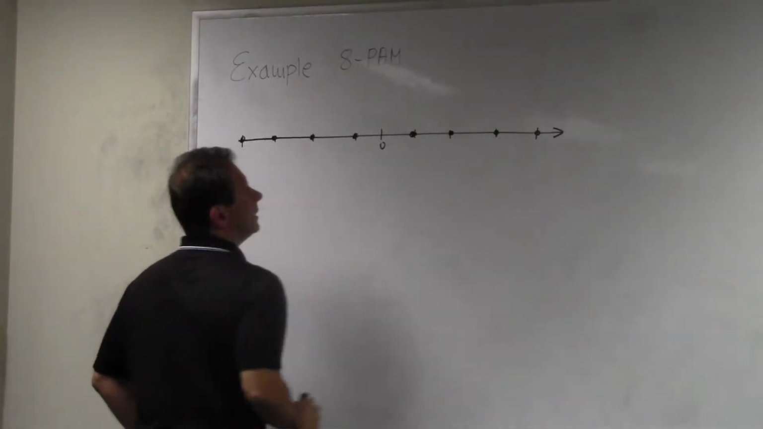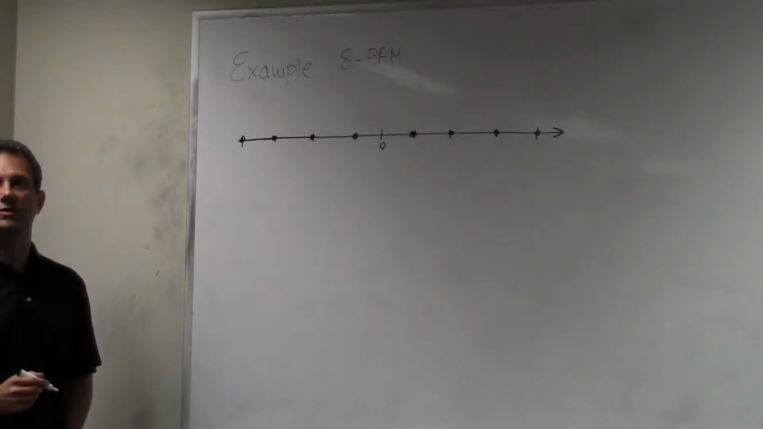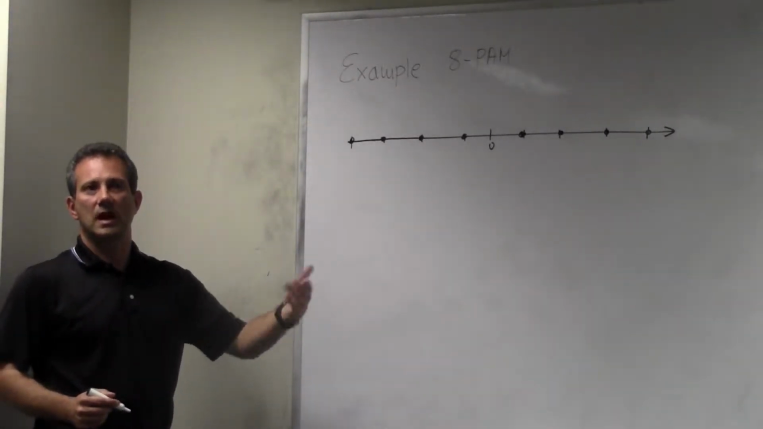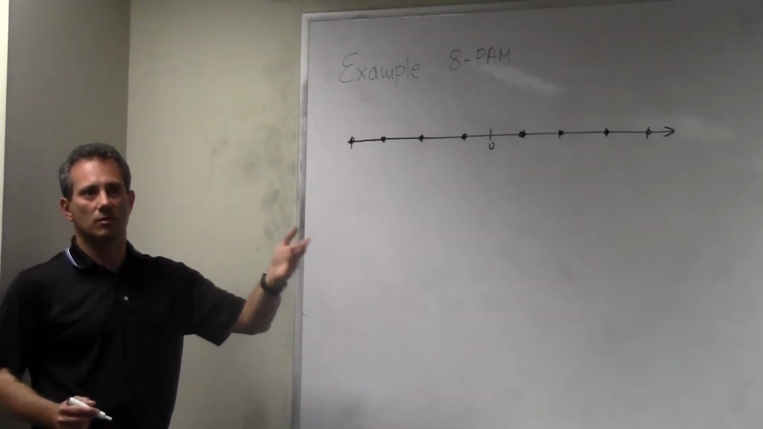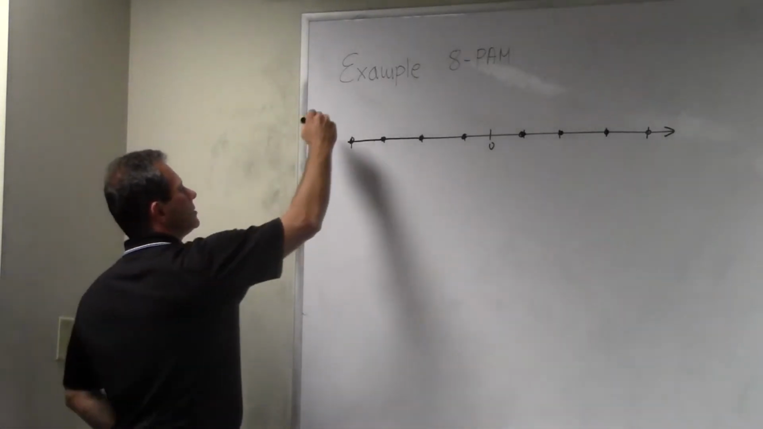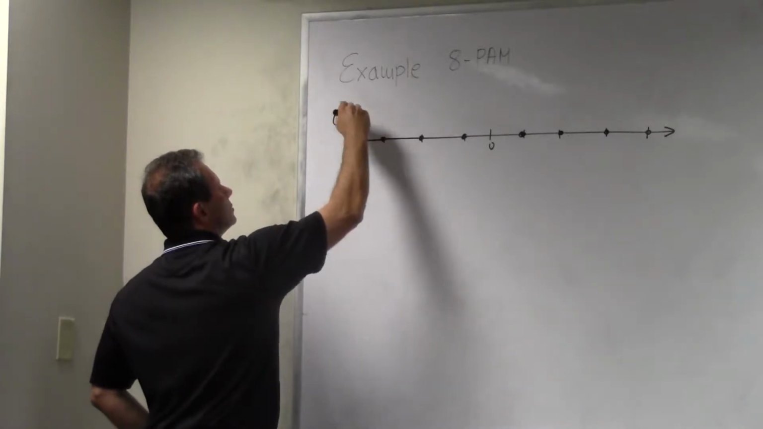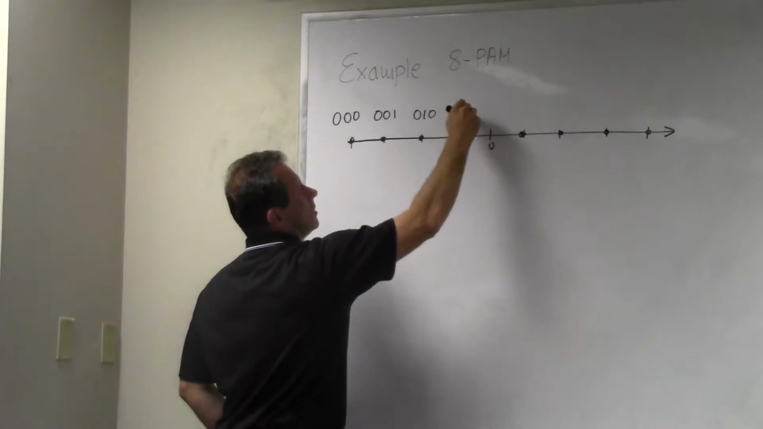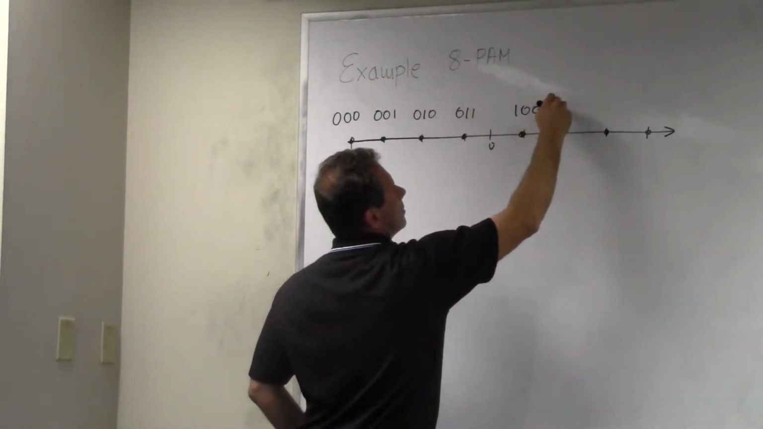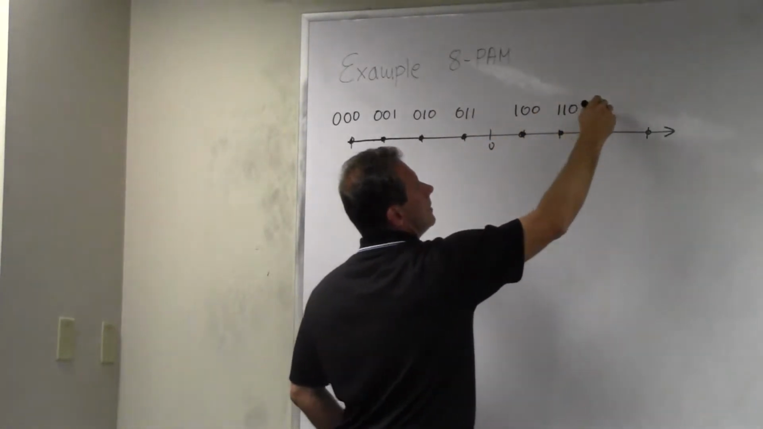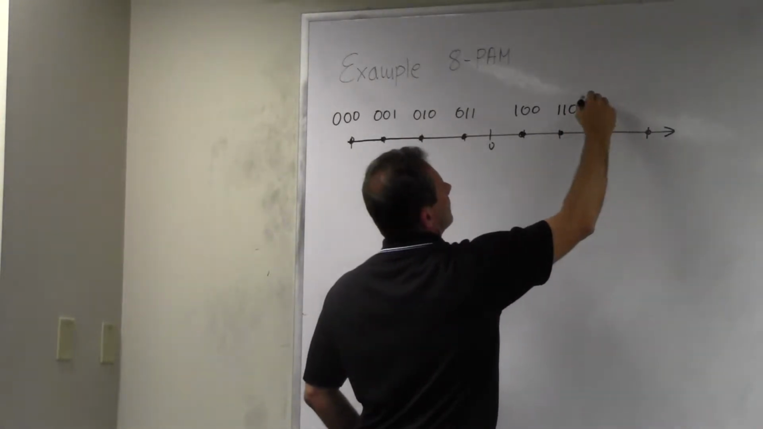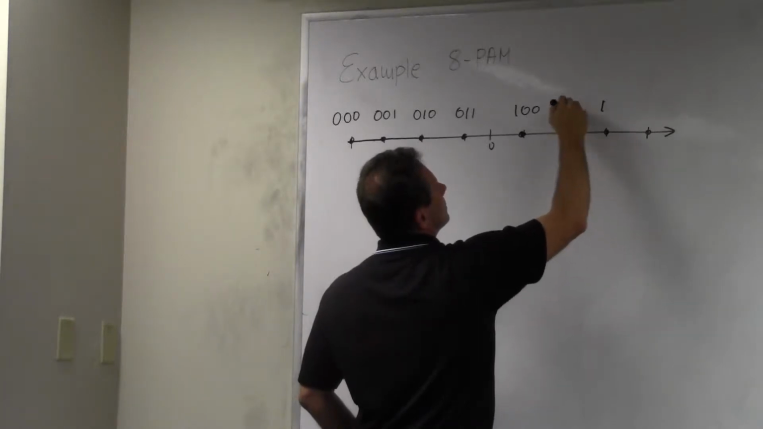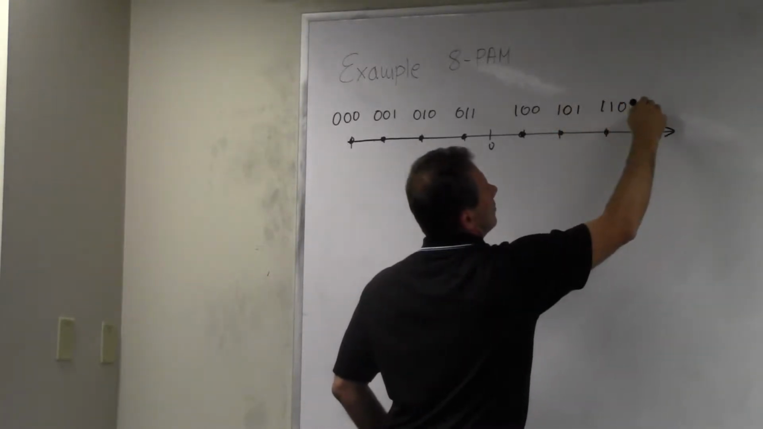Let's make an attempt to encode these using natural codes. So natural meaning, you know, how we just count in binary, 0 0 0, 0 0 1, and so on. So let's try to do that. 0 0 0, 0 0 1, 0 1 0, 0 1 1, 1 0 0, 1 0 1, 1 1 0, and 1 1 1.